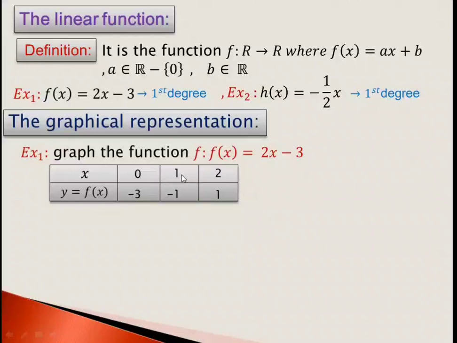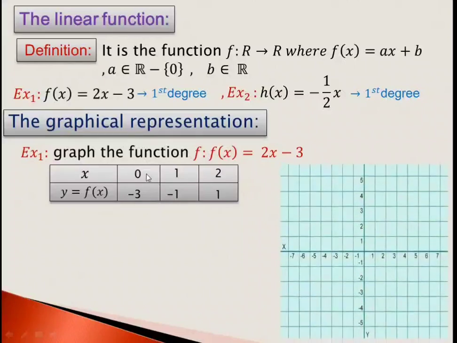Also, we can find the image of the element 1 by using the function rule. We can change the letter x here by the number 1. 2 times 1 equals 2, minus 3 equals negative 1. So the image of 1 is negative 1. And to find the image of the element 2, we can replace the letter x in the function rule by the number 2. It's going to be 2 times 2 equals 4. 4 minus 3 equals 1. So the image of 2 is 1.